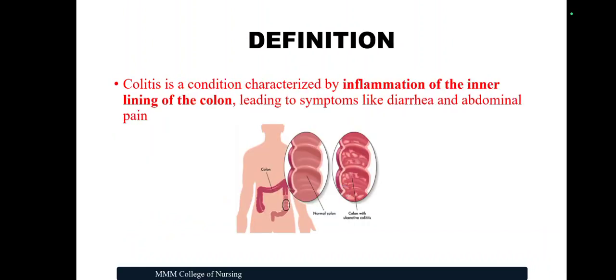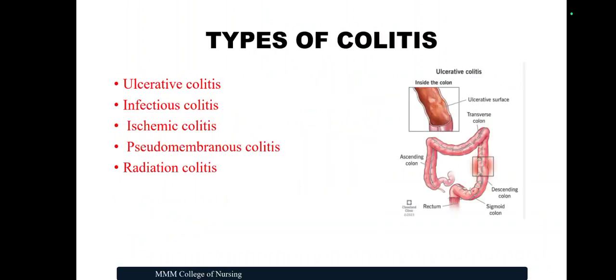Moving on to the definition. Colitis is a condition which is characterized by the inflammation of the inner lining of the colon, leading to symptoms like diarrhea and abdominal pain. So the types of colitis include ulcerative colitis, infectious colitis, ischemic colitis, pseudomembranous colitis, and radiation colitis.